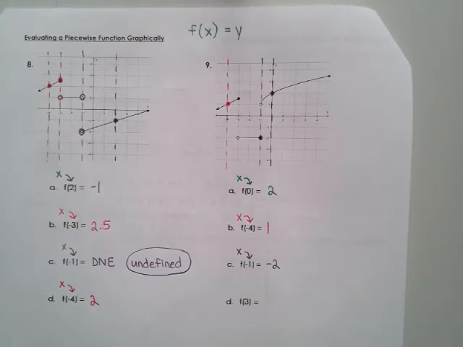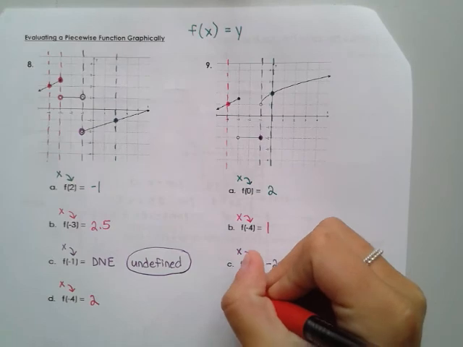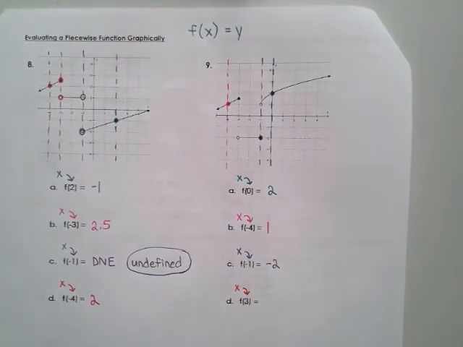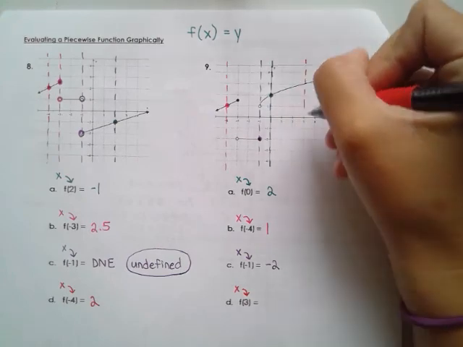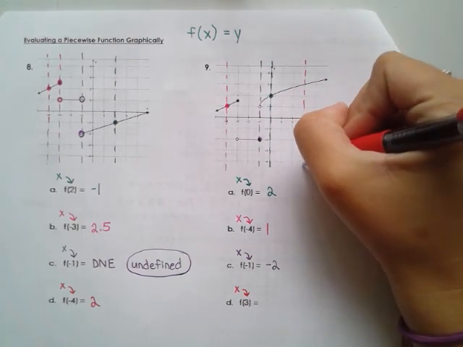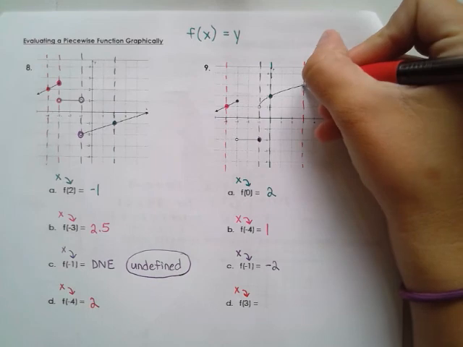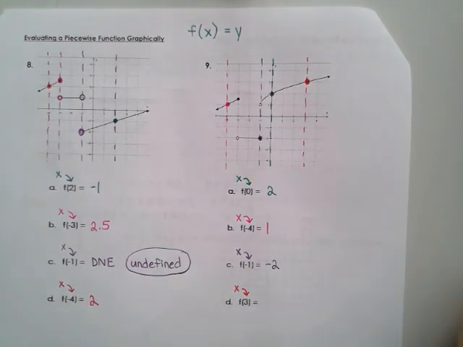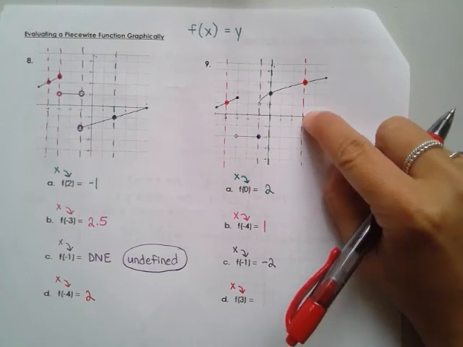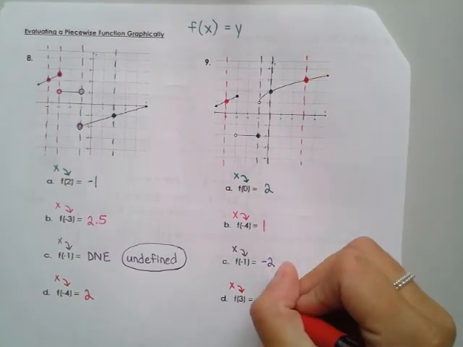And finally for D, we're looking for what y value goes with x equals 3. So I'm drawing my line right down 3, and it crosses at this point. So when my x value is 3, my y value is also 3.